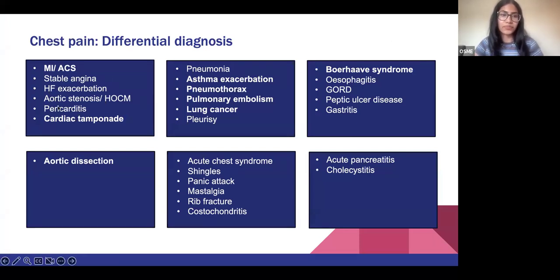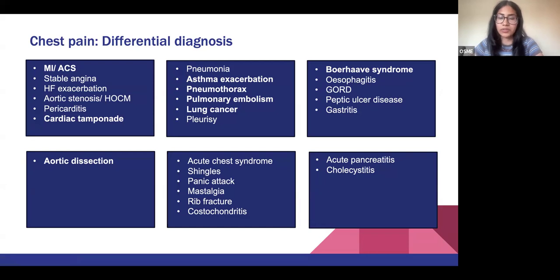So starting with cardiac causes, in bold are the things that can kill a patient if you miss them or cause cardiac arrest and kill. And for cardiac causes, those are myocardial infarction and tamponade. The other things to look out for are angina, heart failure, outflow obstructions, so either aortic stenosis if it's an elderly person, or HOCM if it's a younger person or someone who's just passed out during a match.